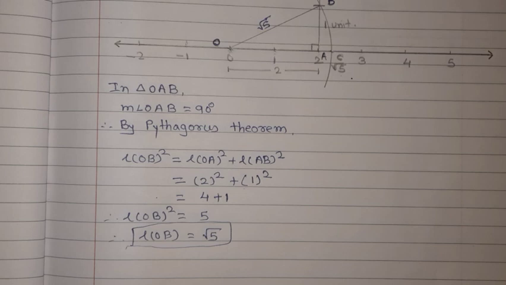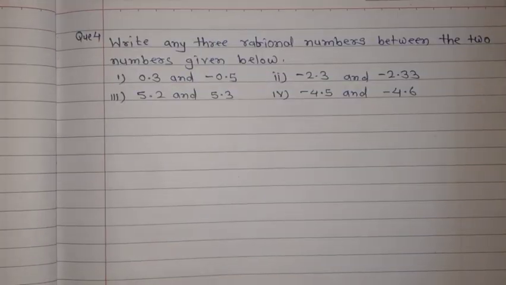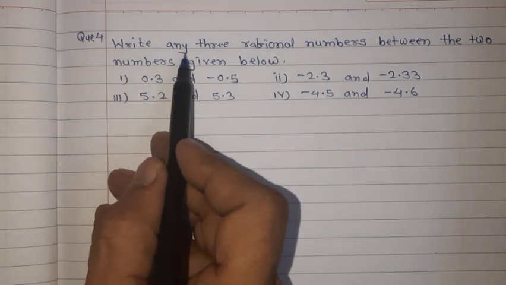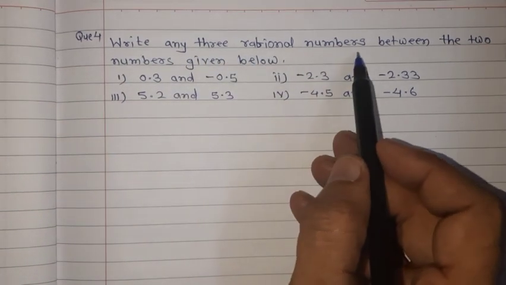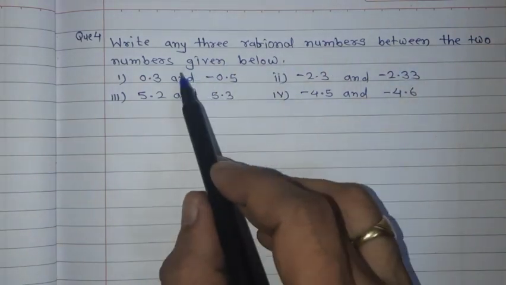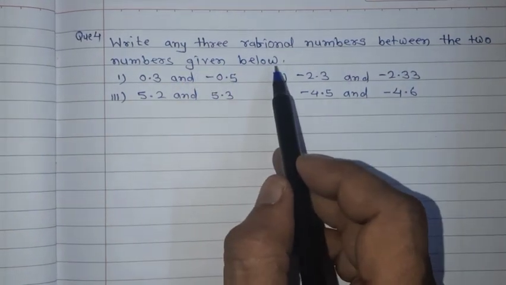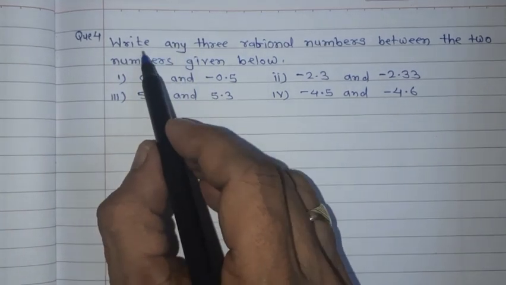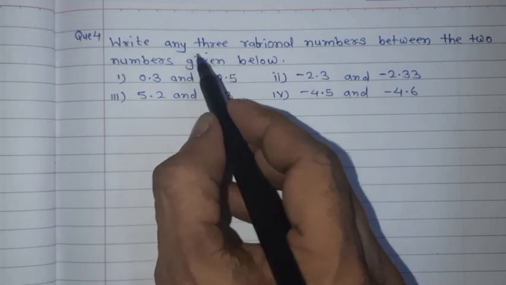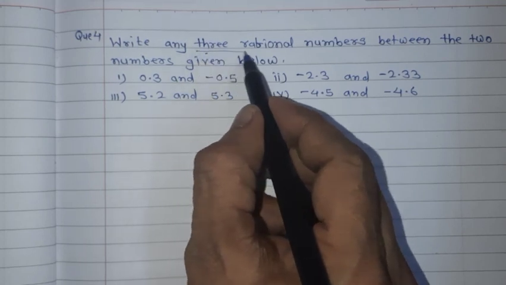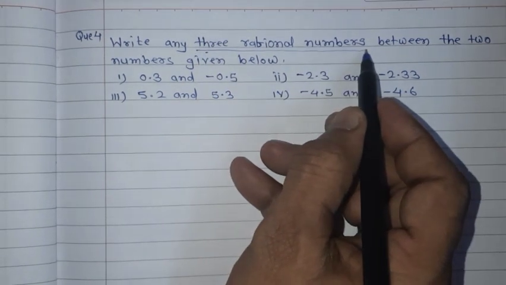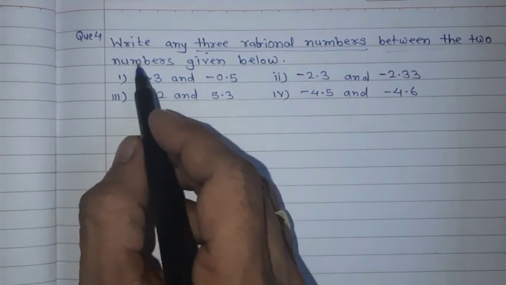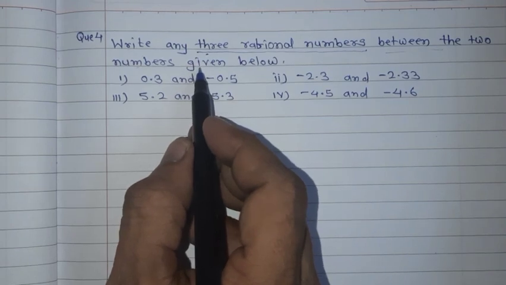Let's see the fourth sum. Dear student, see question number 4. Write any 3 rational numbers between the two numbers given below. See the question again. Write any 3 rational numbers. But which 3 rational numbers? Between the two given numbers below.